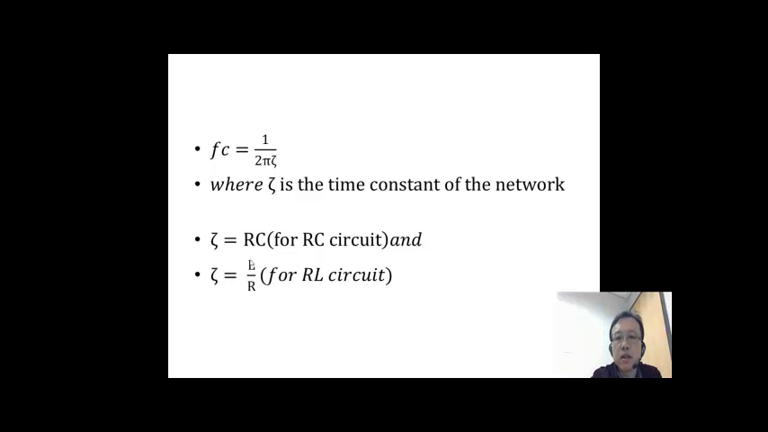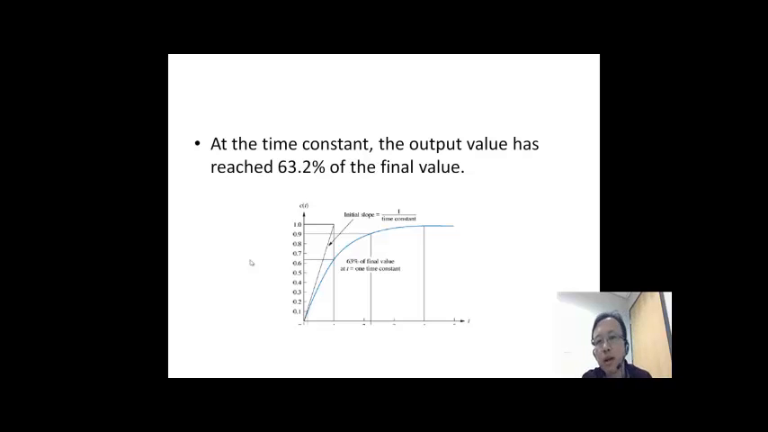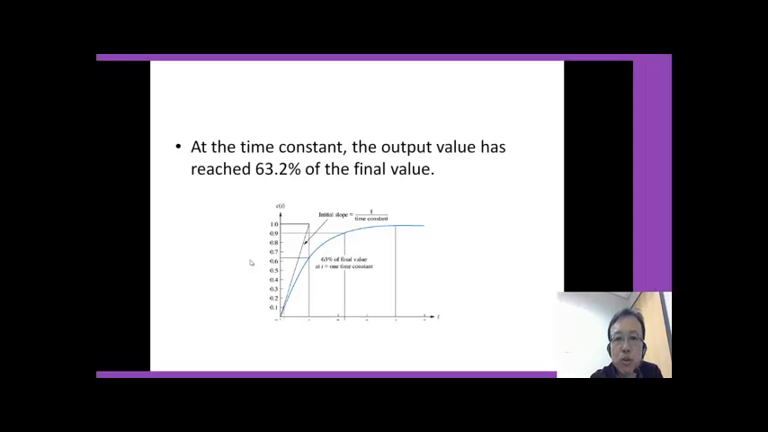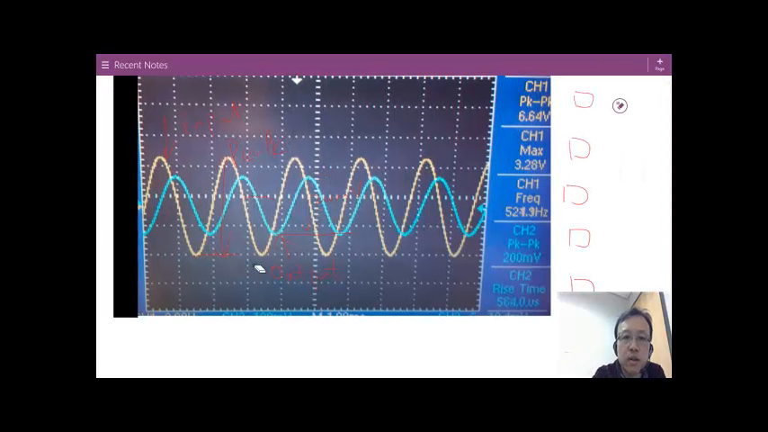From this you can get a time constant. The next graph shows that without knowing the R and C values or L and R values, by looking at just the output graph, you can find out what the time constant is and what the cutoff frequency is. So if we go back to this waveform here, let's erase this one. Again, this one is the output waveform. Say this one is 200 millivolts.